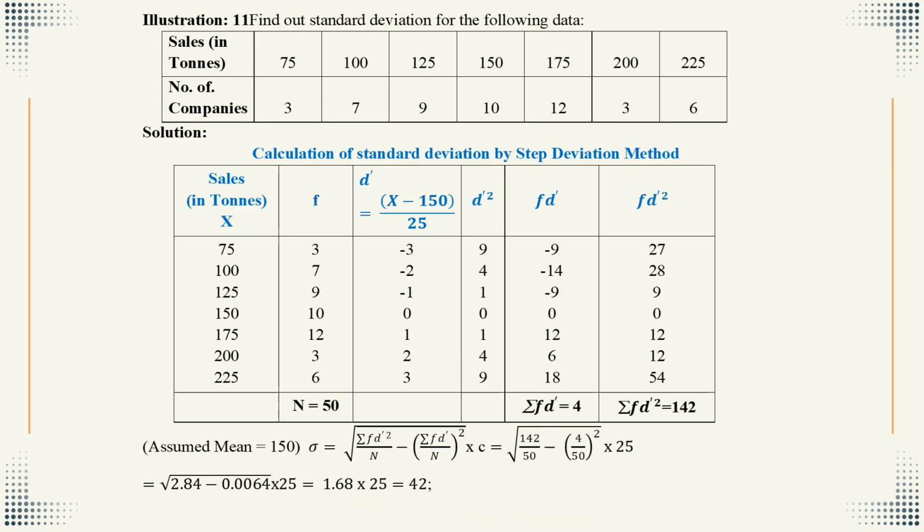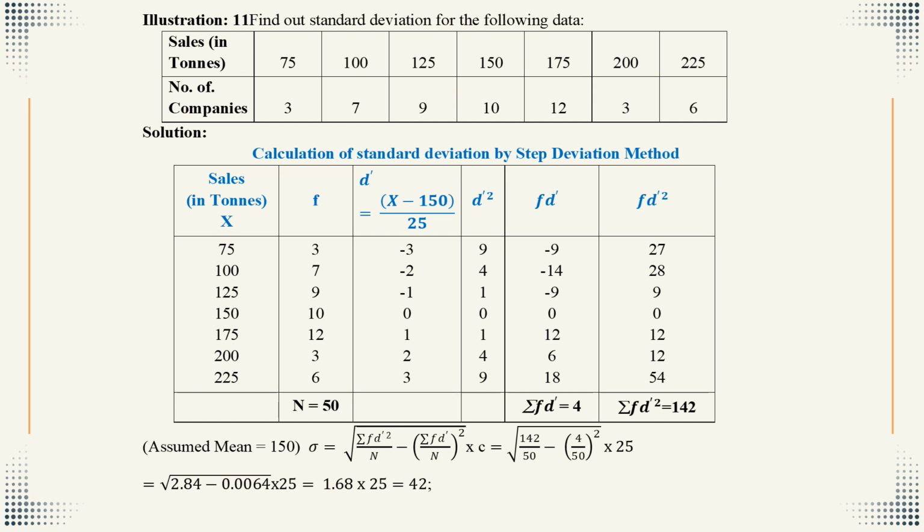Now let us see illustration 11. This illustration is related to the calculation of arithmetic mean for a discrete series. Here you can find the variable and frequencies, the repetition: 75 repeated 3 times, 100 repeated 7 times, like that. Then you have to prepare a 6-column table, and the first and second columns are as given in the illustration. First one is sales, second one is frequency.